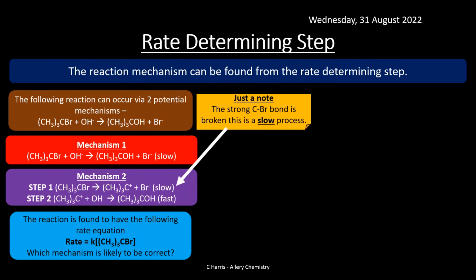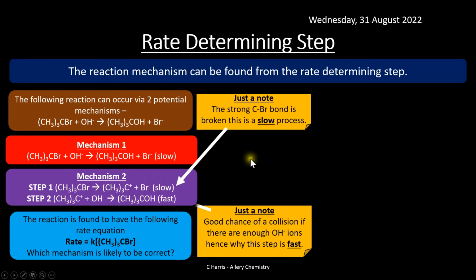So we've got a strong C-Br bond between them, and this is broken. So this is the slow process. Obviously to break that C-Br bond, it takes a lot more energy to break that up than to join a negative and a positive ion together. So this is why this step is a slow process.